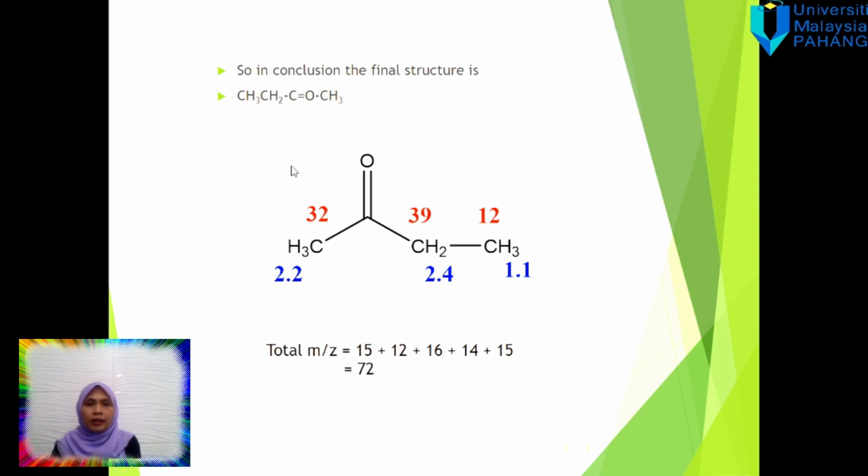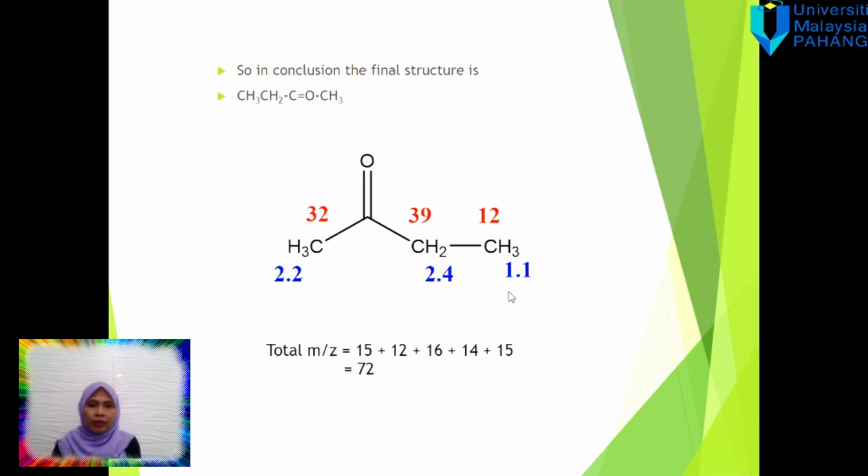After confirming all the data through proton NMR, carbon 13 NMR, and FTIR, we recheck whether it fits or matches with the MS data. So this 15 is this part, and this is 12. So C here is 12, and 16 is oxygen, and this CH2 is 14, and this CH3 is 15. So the total molecular weight is 72. So we confirm the structure is correct.